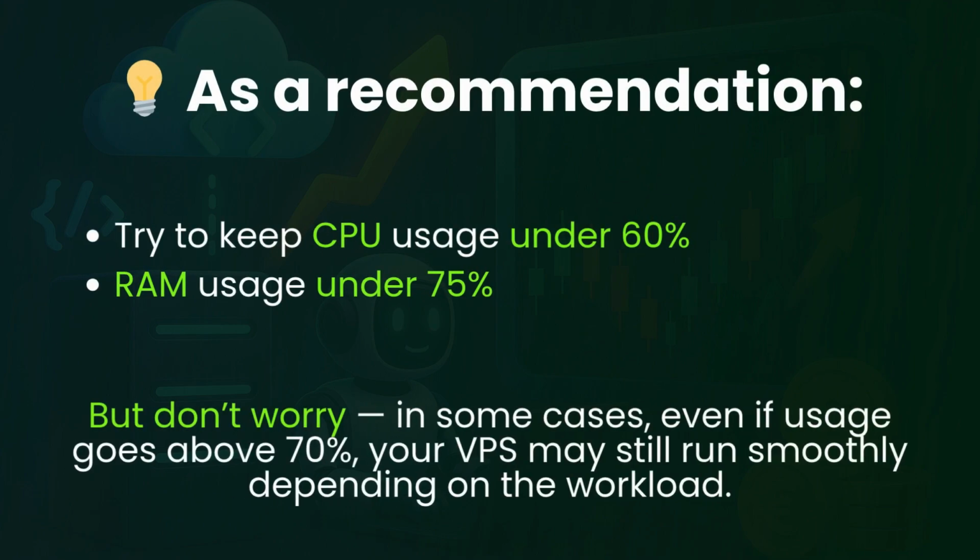As a recommendation, try to keep CPU usage under 60% and RAM usage under 75%. But don't worry, in some cases, even if usage goes above 70%, your VPS may still run smoothly depending on the workload. And that's how you check your VPS trading performance like a pro.